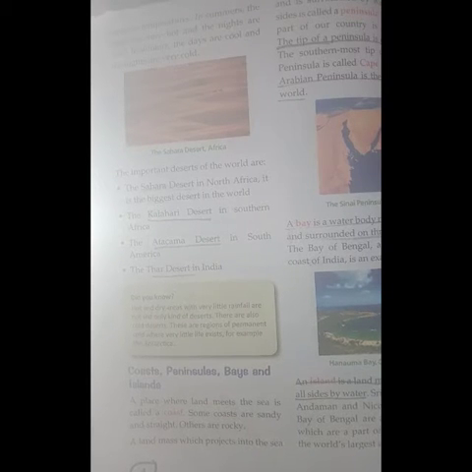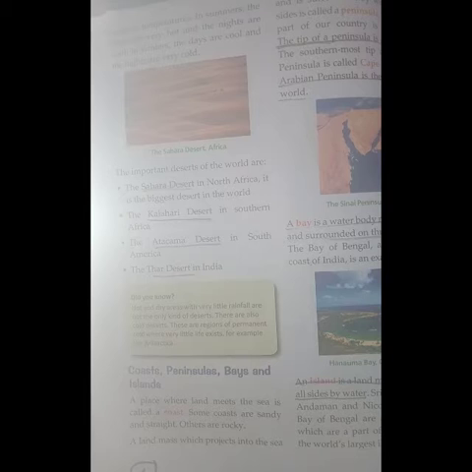Coast means the place where the land meets the sea. It is called a coast. Some coasts are sandy and straight, and others are rocky. So coast means what? The place where land meets the sea.